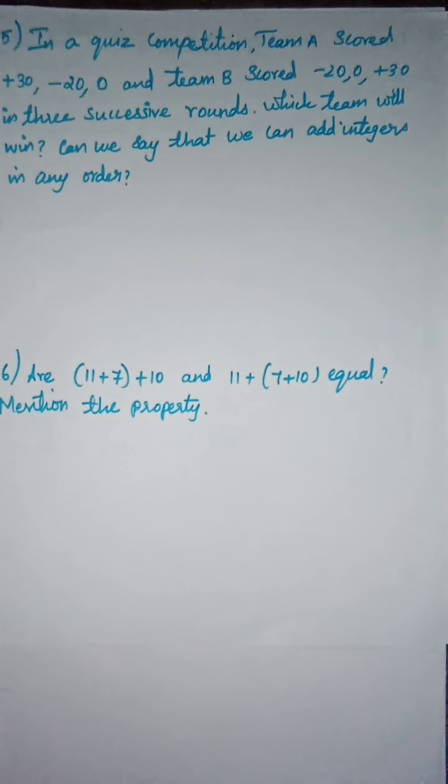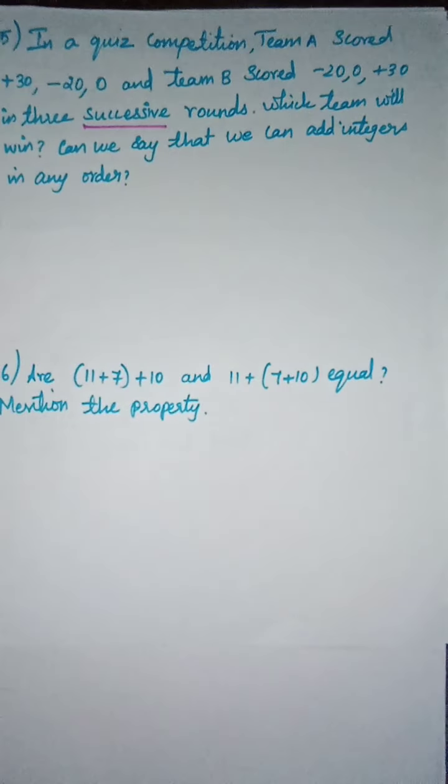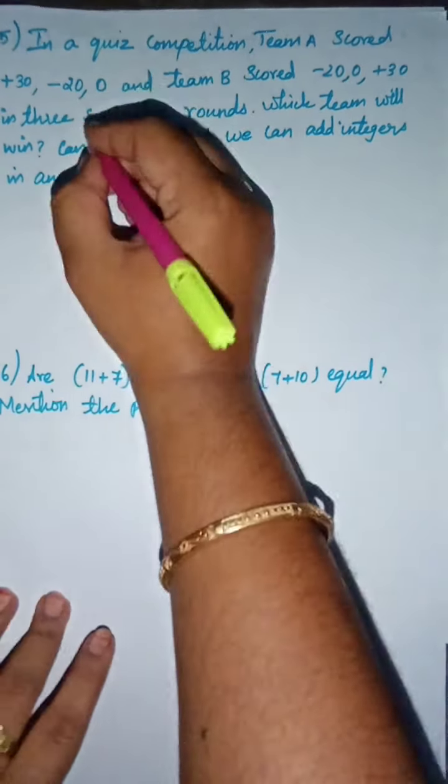See, in this they have given two questions. First one is which team will win? Second question is can we say whether we can add the numbers in any order? Clear? So first we have to know what the question is. Let me explain the question in Tamil. A quiz competition is happening. Team A will have members, team B will also have members. Here, when it says successive, it means next, that is, after. Successive means what? After.